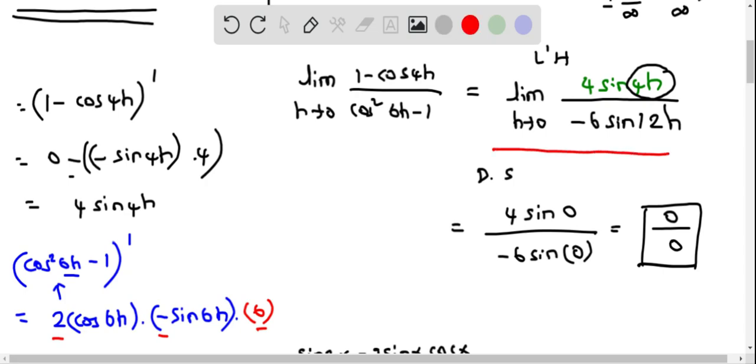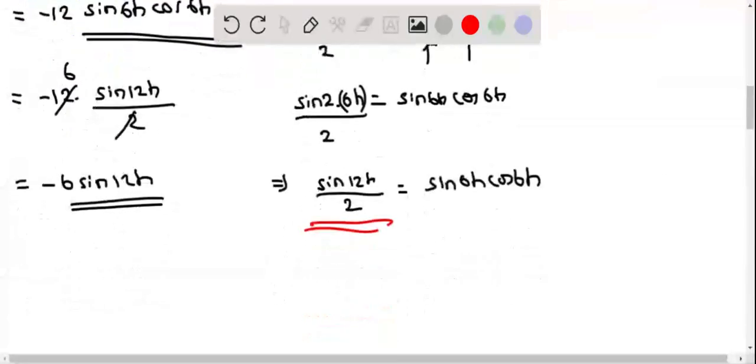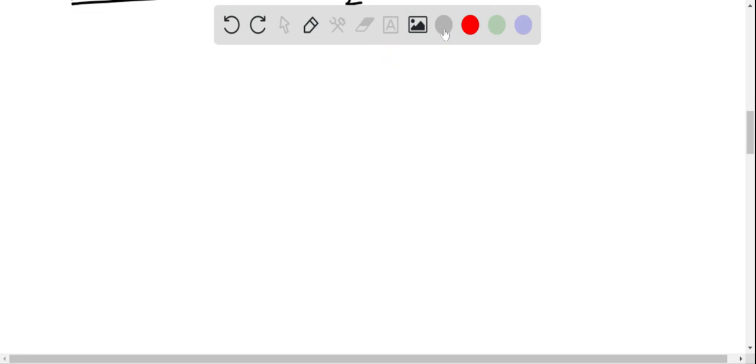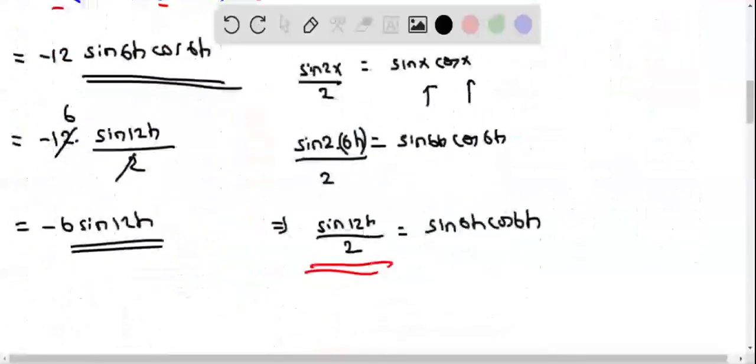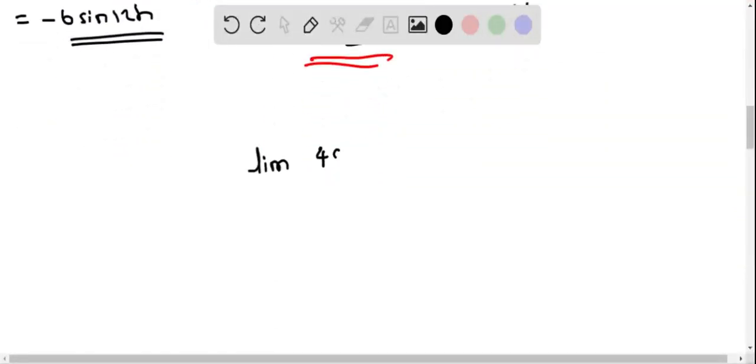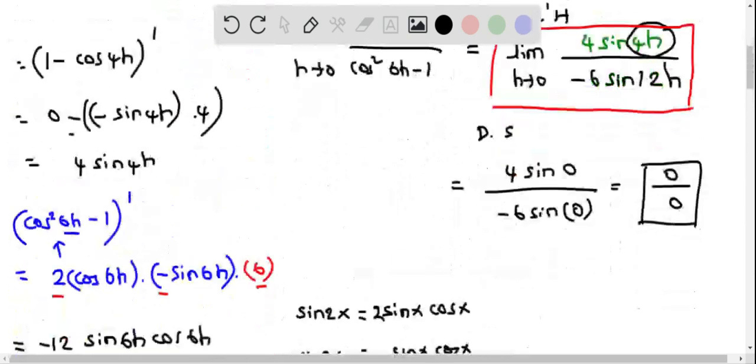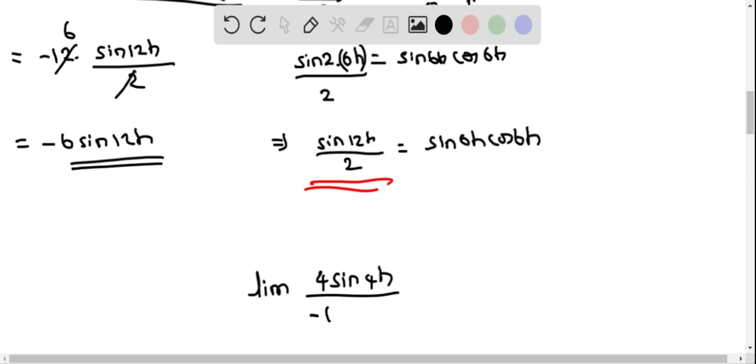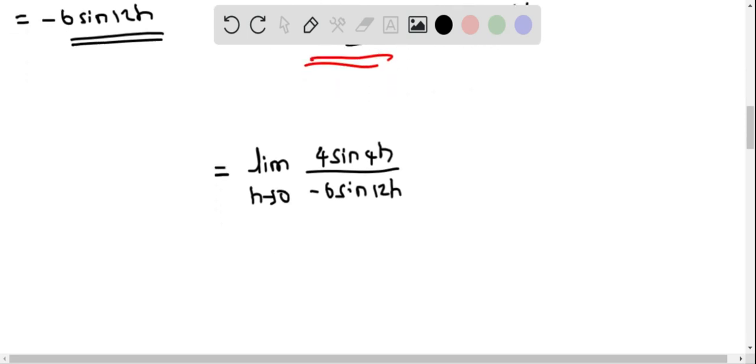First, I'm going to copy this part and find the derivative. So I'm going to copy it down below over here. So we have the limit of 4 sine 4h over negative 6 sine 12h, as h approaches 0. So we will find the derivative of the numerator, as well as the derivative of this denominator.